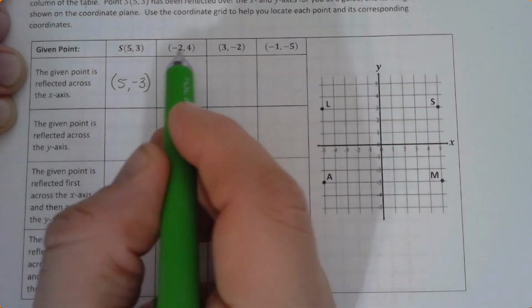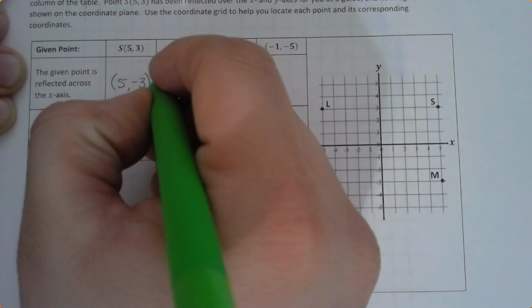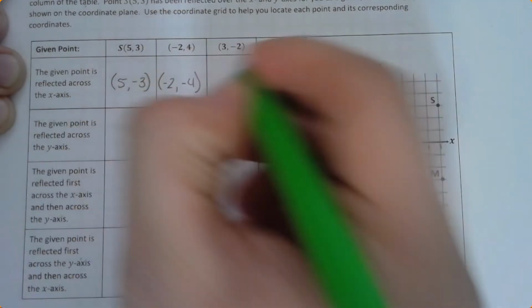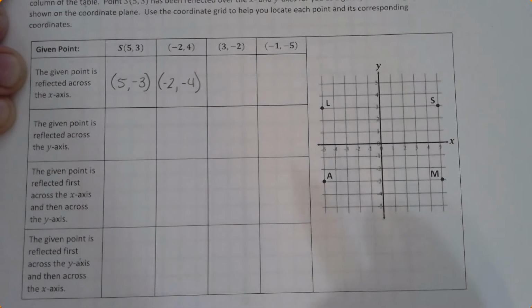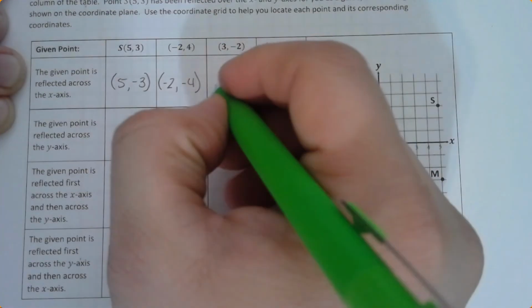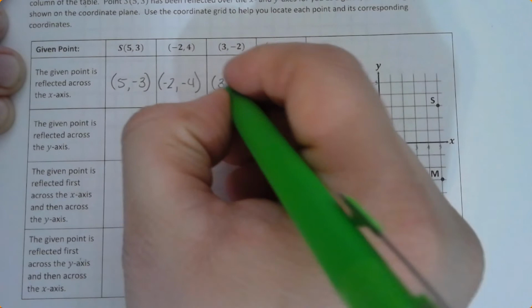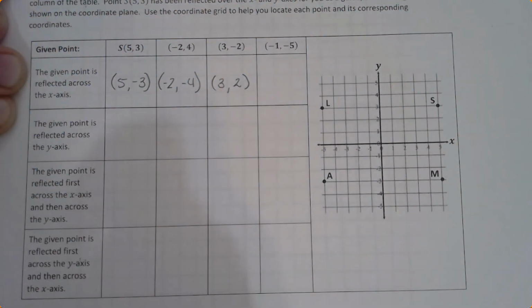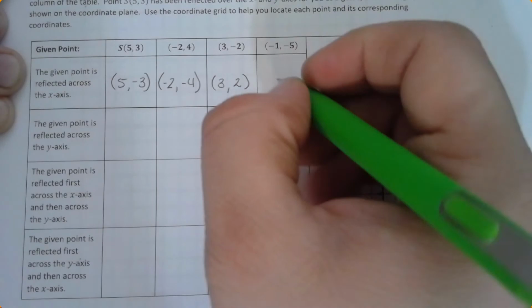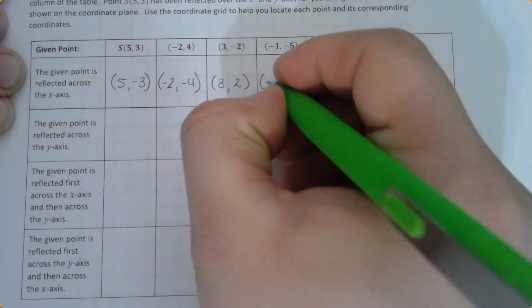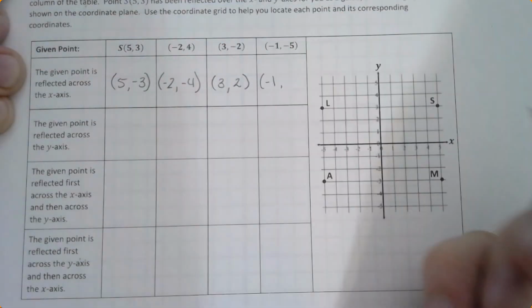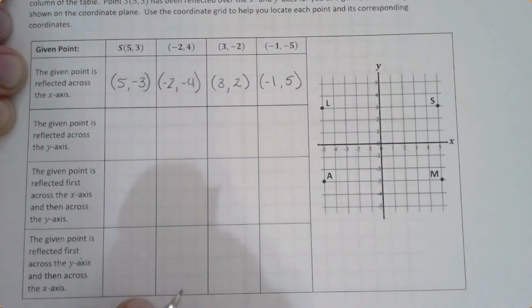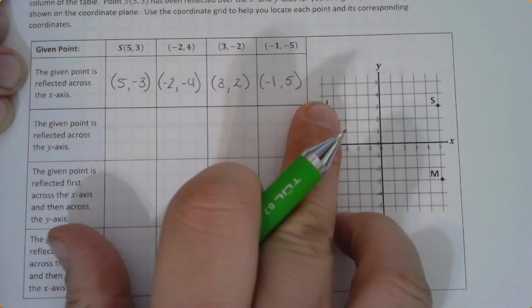(-2, 4). The x value remains the same. The y value turns opposite. So you should have gotten (-2, -4). For (3, -2), the x value remains the same. The y value becomes positive. We should now have (3, 2). For the fourth point, the x value remains the same. The y value becomes opposite. The opposite of a negative 5 is a positive 5. So hopefully you got all of these correct across.